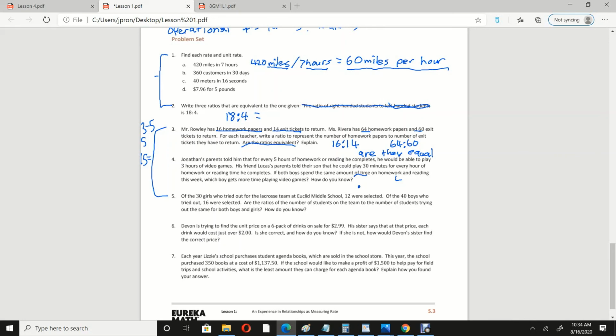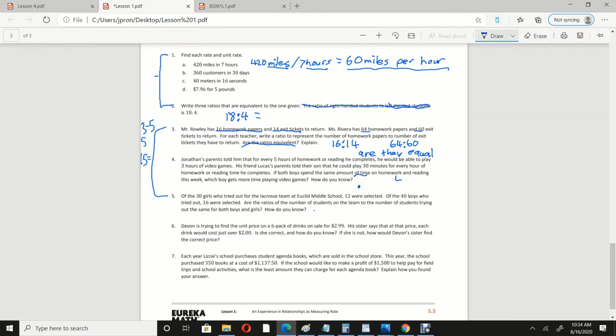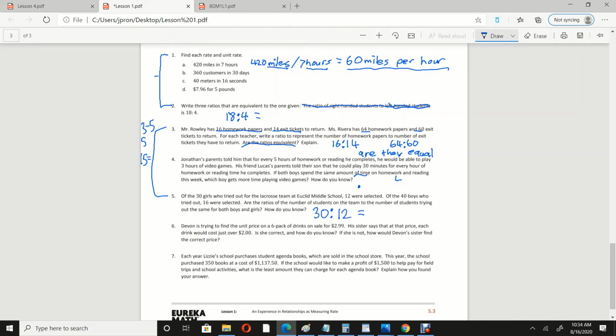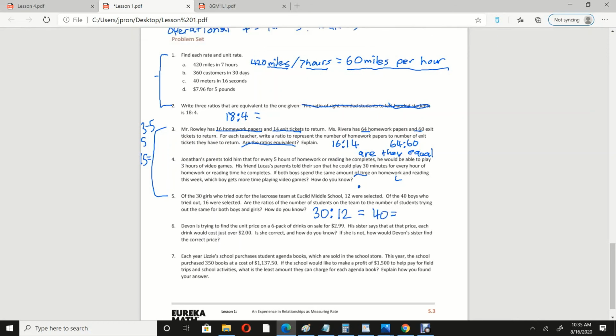It is asking if they're equivalent, right? Are the ratios the same? Yes. So you're going to write your ratios. So 30 girls tried out. 12 made it. Is that an equal ratio to 40 boys to the 16 who made it? Or is that equal or no? I don't know. You tell me. You're on your own on that one.